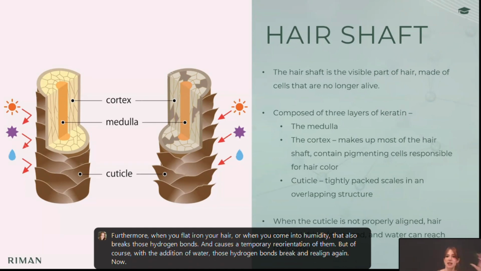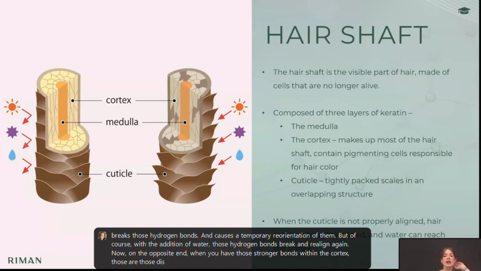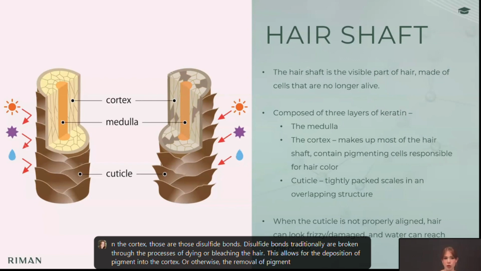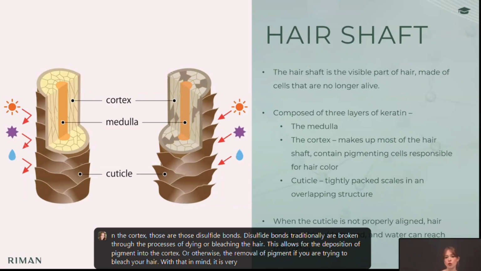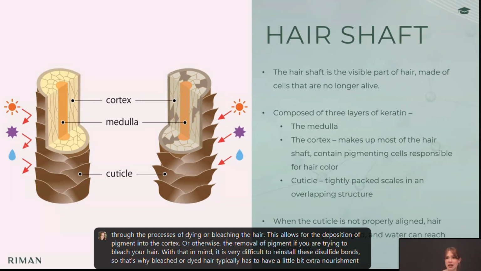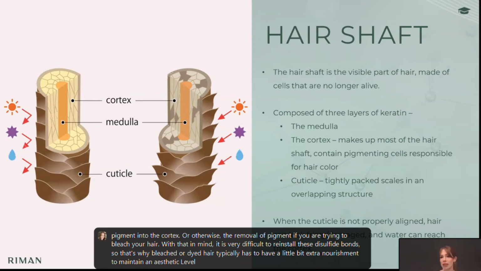Now, on the opposite end, when you have those stronger bonds within the cortex, those are the disulfide bonds. Disulfide bonds traditionally are broken through the processes of dyeing or bleaching the hair. This allows for the deposition of pigment into the cortex, or otherwise the removal of pigment if you are trying to bleach your hair. With that in mind, it is very difficult to reinstall these disulfide bonds. So that's why bleached or dyed hair typically has to have a little bit of extra nourishment to maintain an aesthetic level of beautification. Again, for lack of a better word, I've said aesthetic like 80 times.